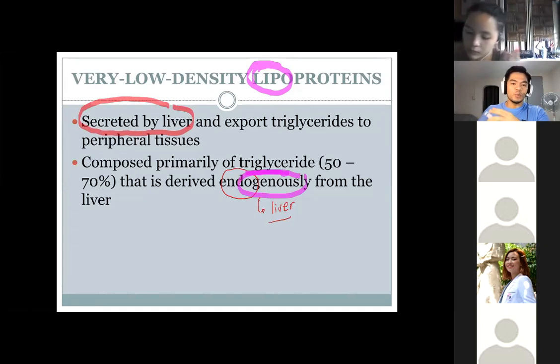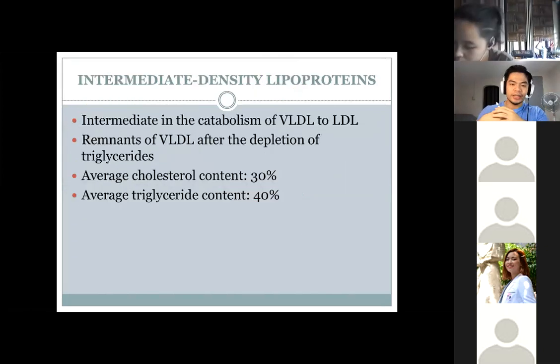Okay? So moving forward, we have the intermediate density lipoproteins. Intermediate density lipoproteins are also known as VLDL remnants. Pag sinabing remnants in Tagalog, tira-tira. So 'di ba ibig sabihin ng remnants tira-tira. So yung tira-tirang portion ng VLDL ay tinatawag na IDL.